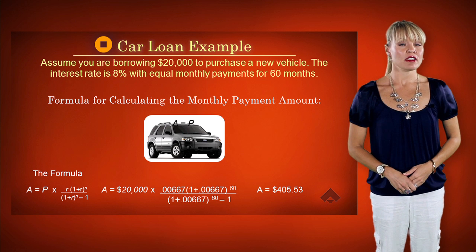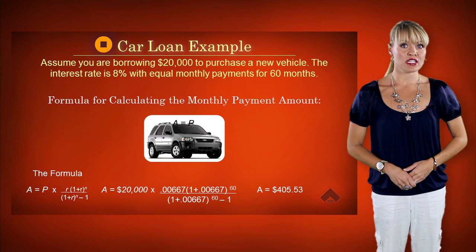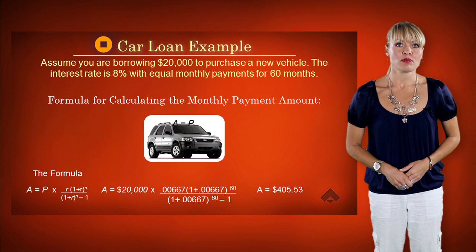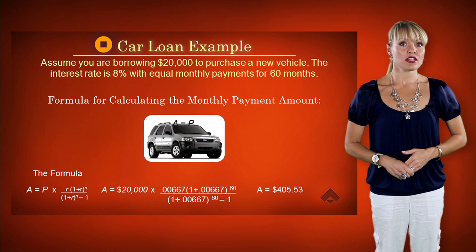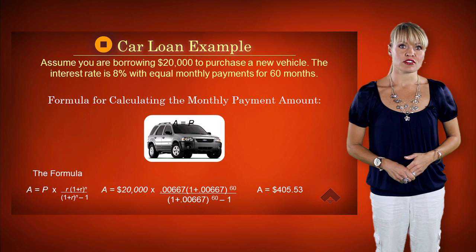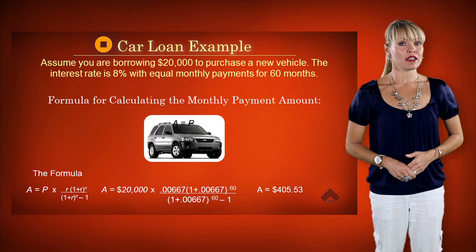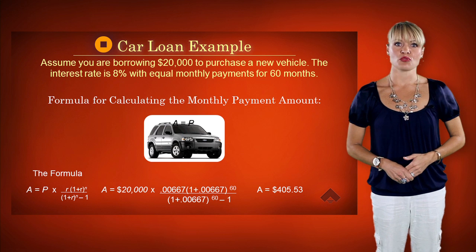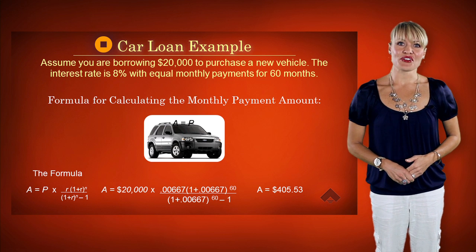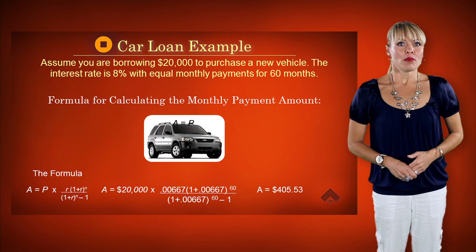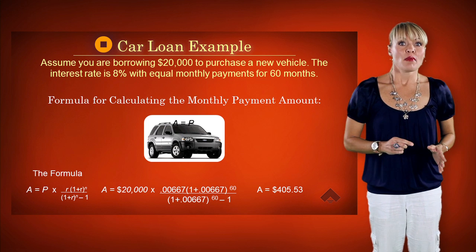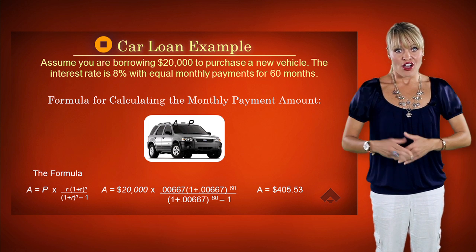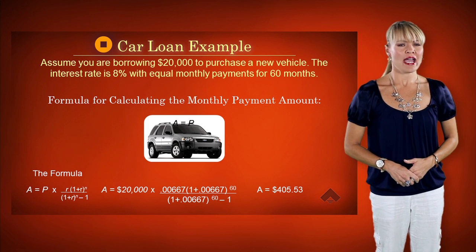So the monthly payment of $405.53 can be calculated by plugging this monthly rate into the standard formula and multiplying by the principal amount of $20,000. So that's how we arrive at the payment of $405.53. And don't worry, they'll calculate this for you. But if you'd like to do it yourself, don't forget to divide the annual rate by the number of payments per year. Otherwise, the loan payment will be way out of your budget.